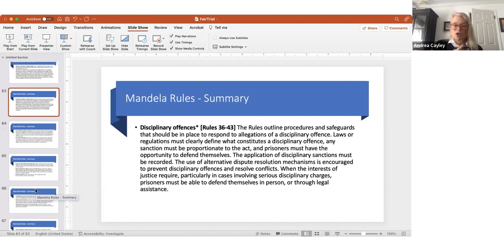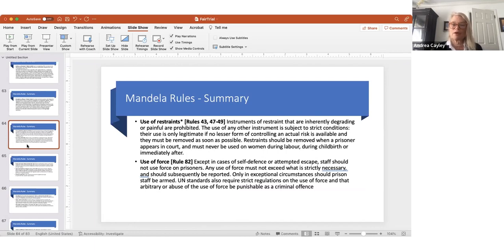And when the interests of justice require, particularly in cases involving serious disciplinary charges, prisoners must be able to defend themselves in person or through legal assistance. So if possible, they should have the right to call a lawyer to assist them if they're being disciplined unfairly.